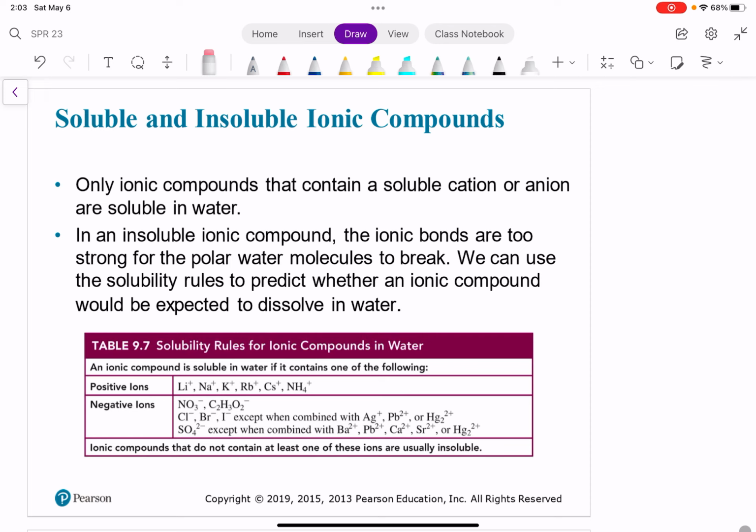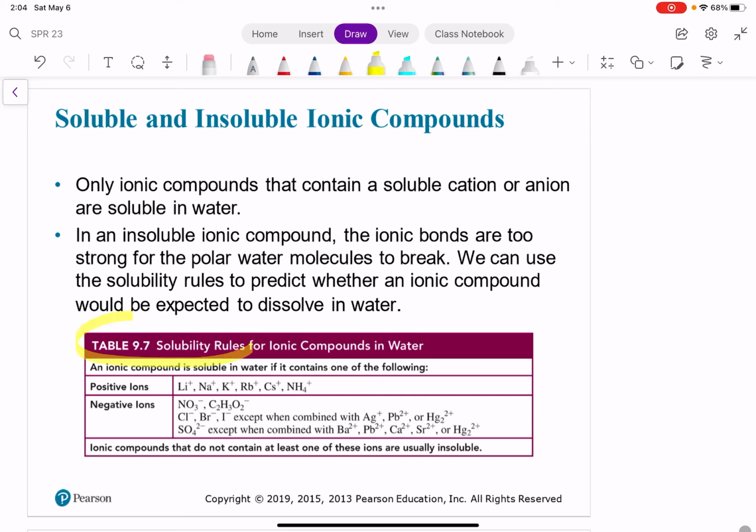But it turns out that only ionic compounds that contain a soluble cation or anion are soluble in water. In an insoluble ionic compound, the ionic bonds are actually too strong for the polar water molecules to break. Remember I talked about water being a polar molecule? But that's okay because we can use solubility rules to predict whether an ionic compound could dissolve in water. And that's what's shown in this table here.